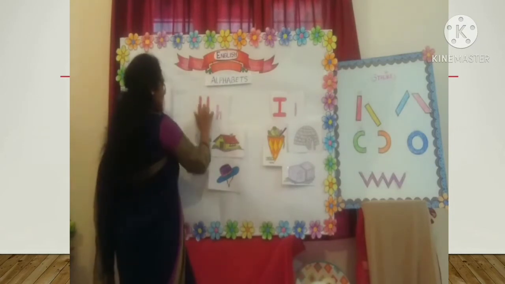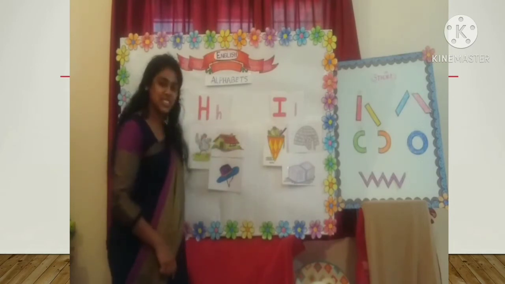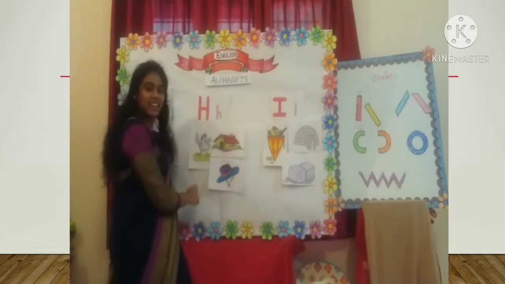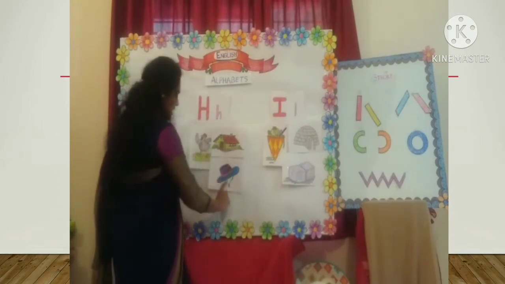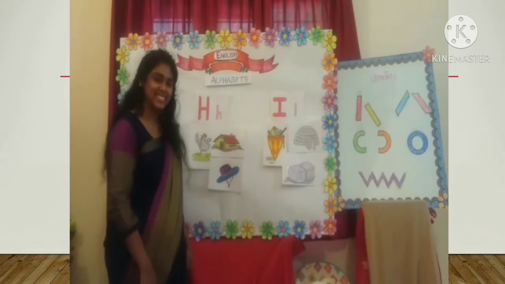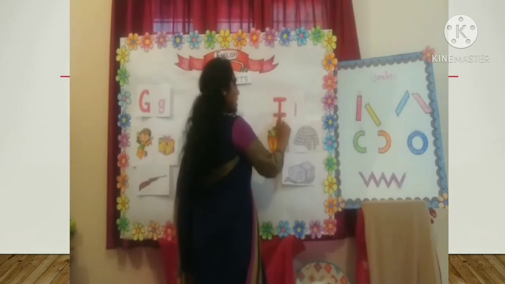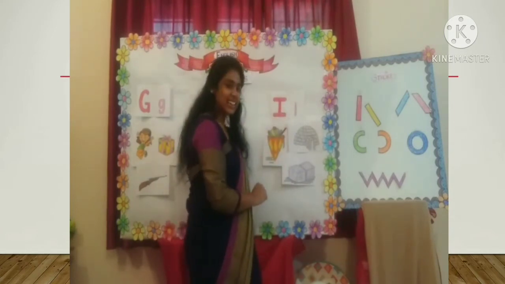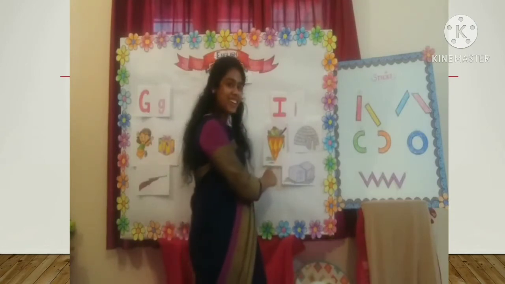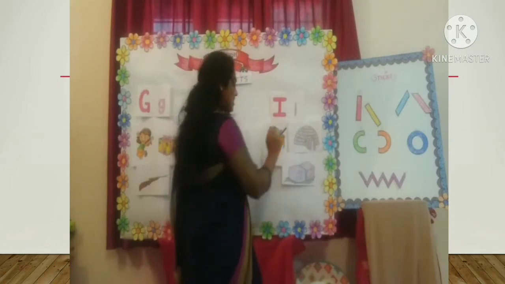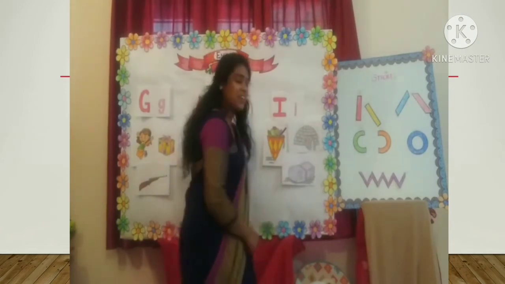Next, capital letter H. Small letter H. H for hen. H for house. H for hat. And next, the last letter is I. Capital letter I and small letter I. I for ice cream. I for igloo. I for ice.